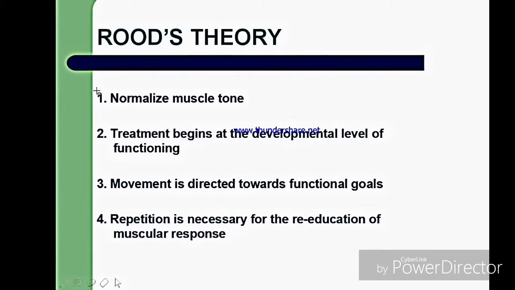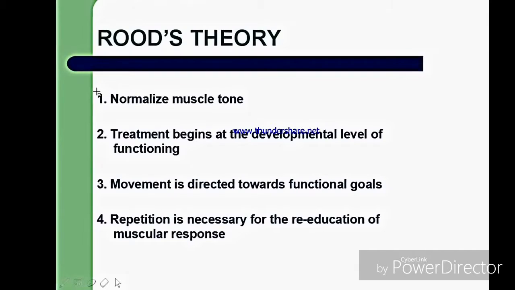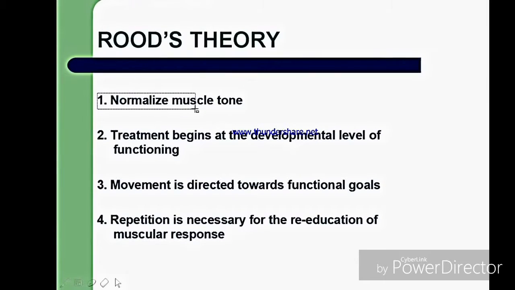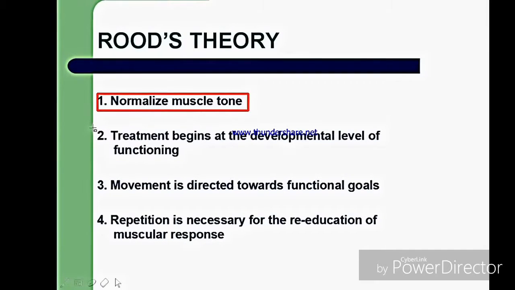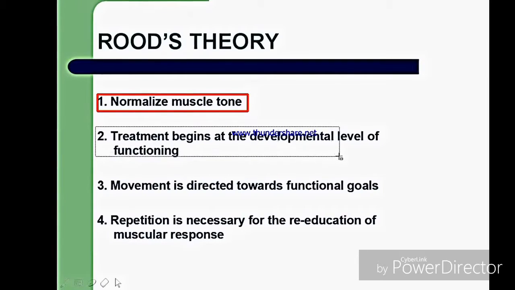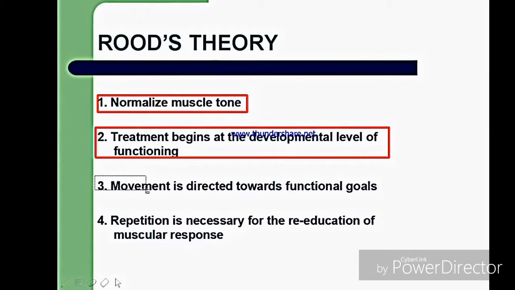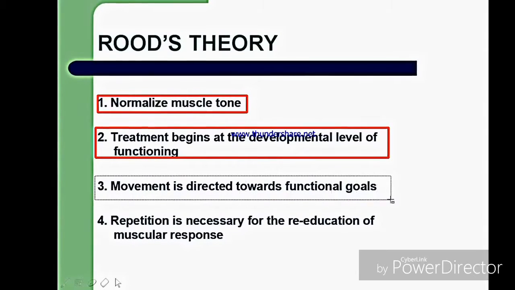So let's start with the principles. There are four major components of the Rood's theory. First principle is the normalization of muscle tone. Second is treatment begins at the developmental level of functioning. Third is movement is directed towards functional goal. Fourth, repetition is necessary for the re-education of muscle response.